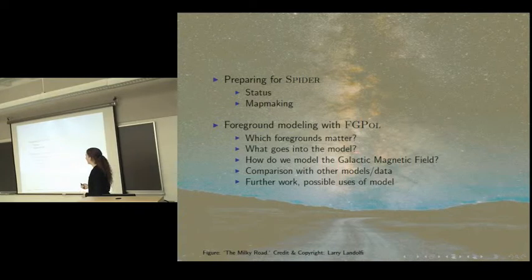So in the beginning of the talk, I'll just outline the status of the Spider experiment before moving on to go over the foreground modelling. I'll be talking about which foregrounds are important to model, how we actually model the galactic magnetic field and the emission through it, and then I'll compare the model with WMAP and CMC data, and then at the end I'll conclude with some possible uses of the model and what kind of thing it can be used for.